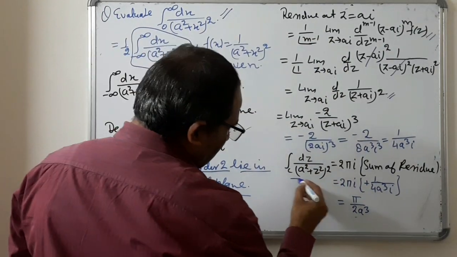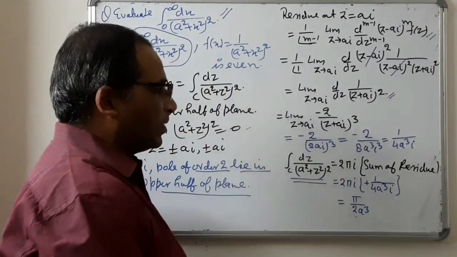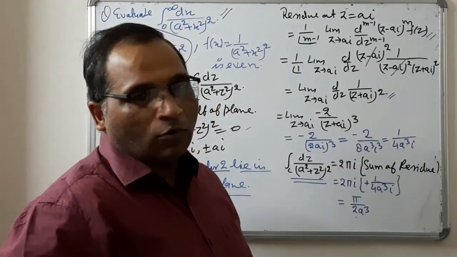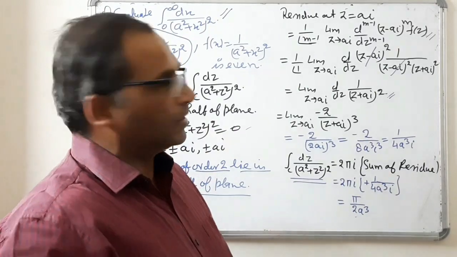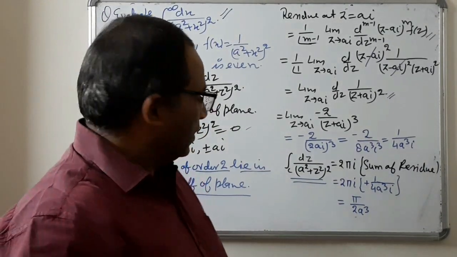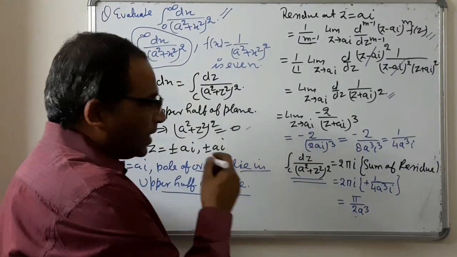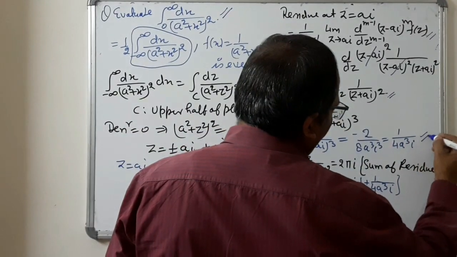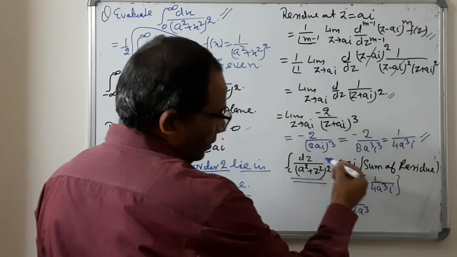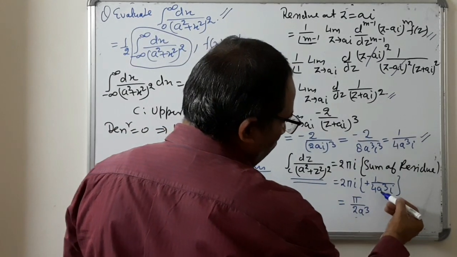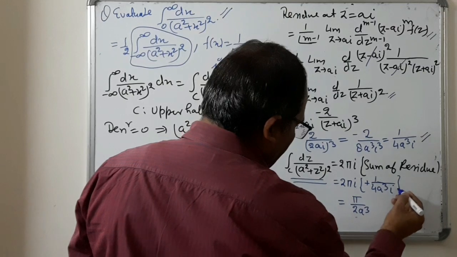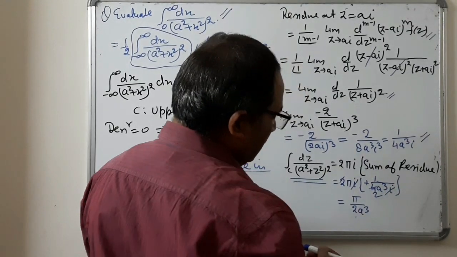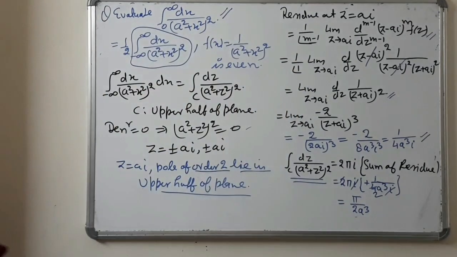Then the value of this integration by the residue theorem, the complex integration, can be written as 2 pi i into the sum of residues at all singularities which lie in the given region. Here only one singularity z equal to ai lies in the given region, and the residue is equal to 1 upon 4a cube i. So the answer is equal to 2 pi i into 1 upon 4a cube i. The i cancels with i, and 2 over 4, so we get pi upon 2a cube.